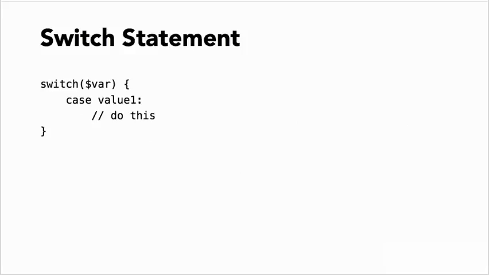Inside the braces, the case keyword precedes the value that you want to match, and the value is followed by a colon. If the value passed to the switch statement matches, any code that follows is executed. In effect, this is the same as a conditional statement using if and testing whether var equals value 1, and on its own, it's a rather cumbersome approach.